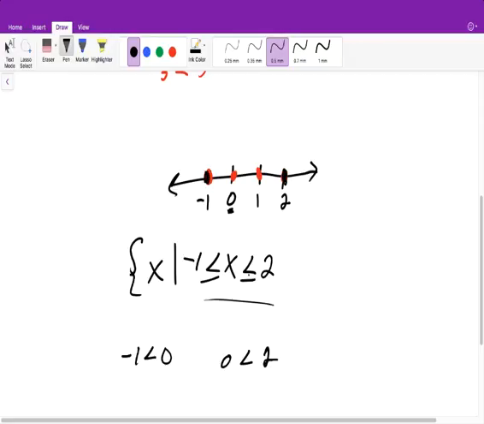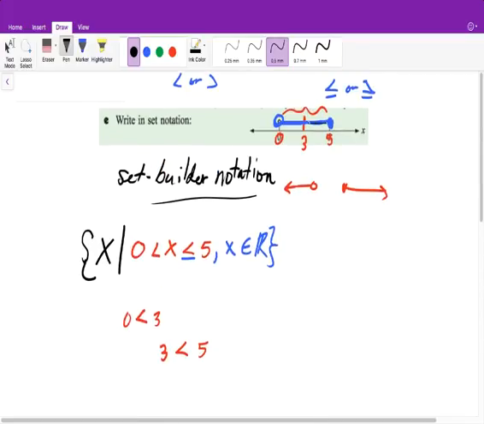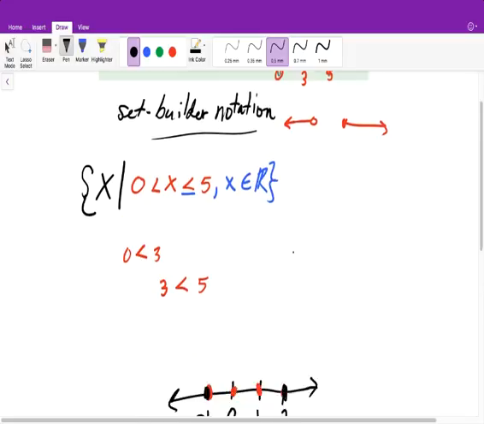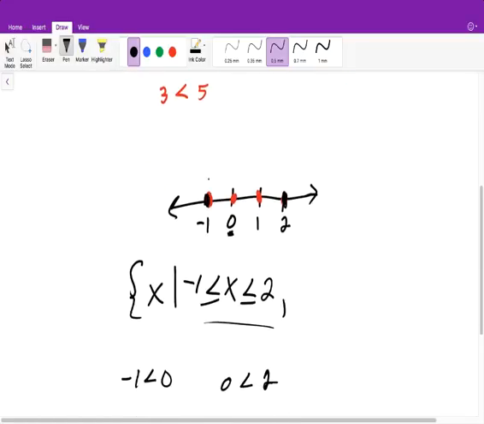Right, now, the difference between this problem and this one here is we had the line that connected them. So that was saying every single point in between. This one is saying it's just at our -1, just at our 0, our 1, and our 2. So it's only at our whole numbers.